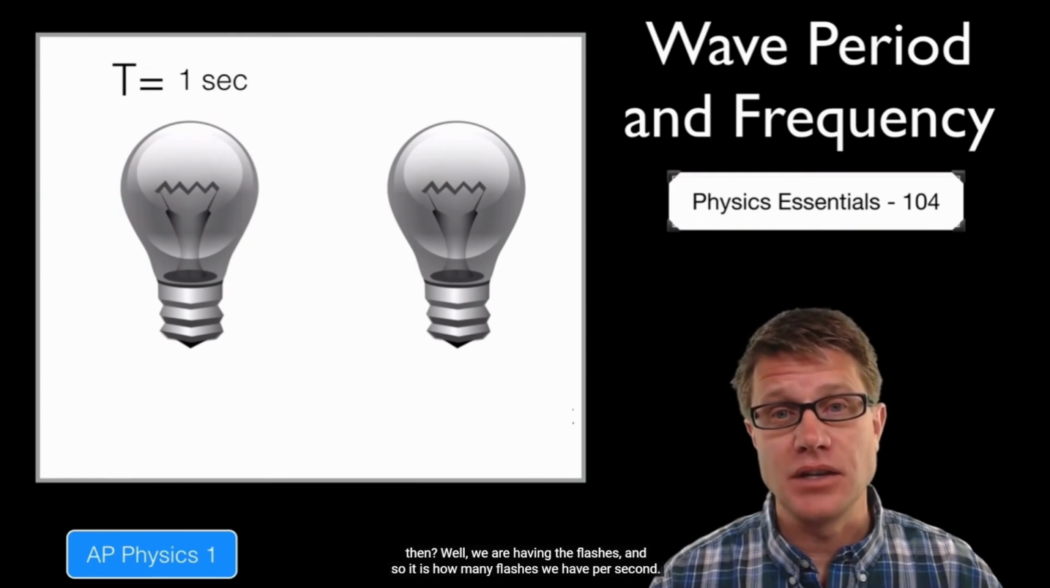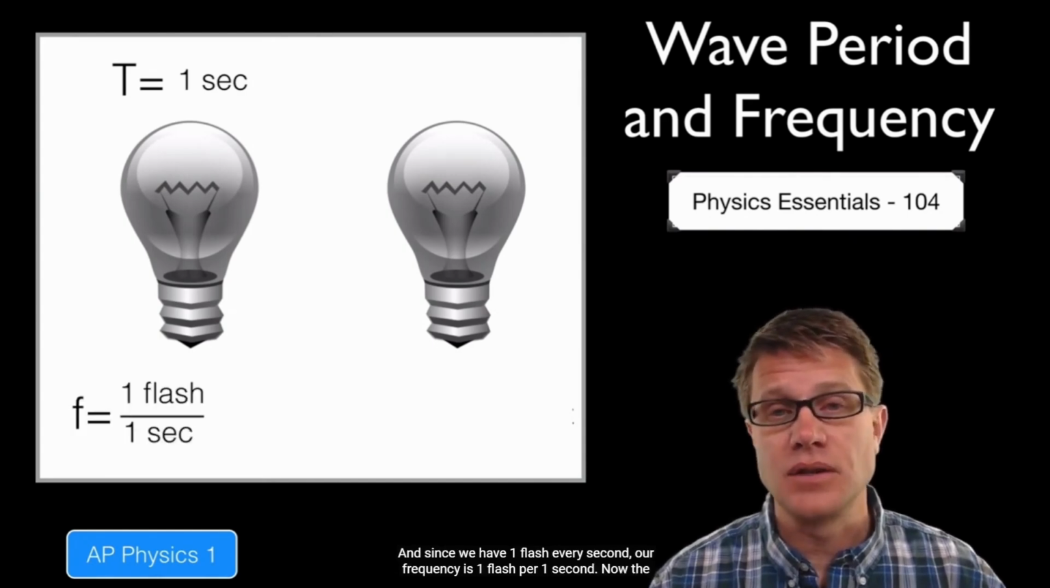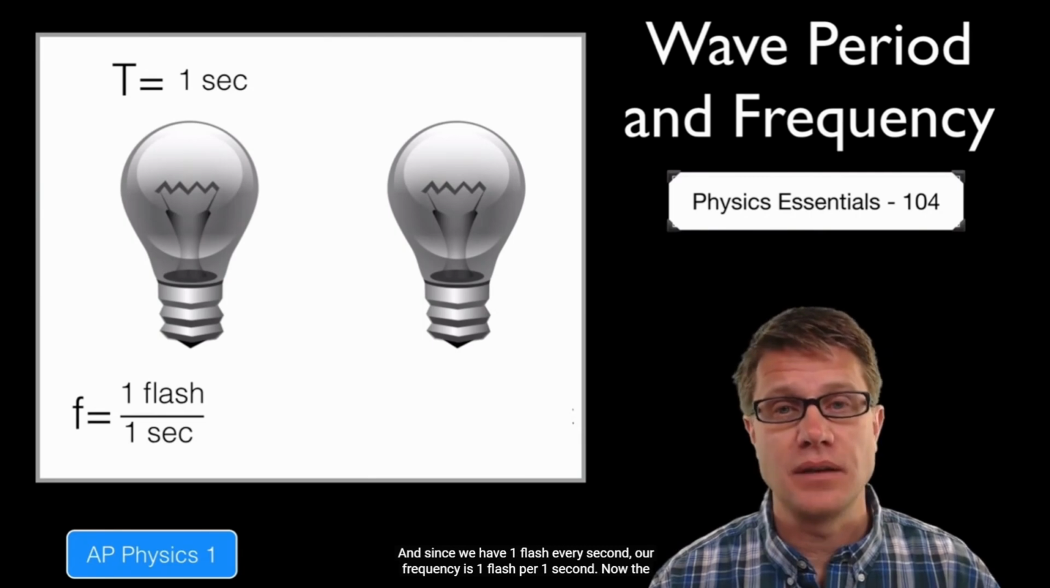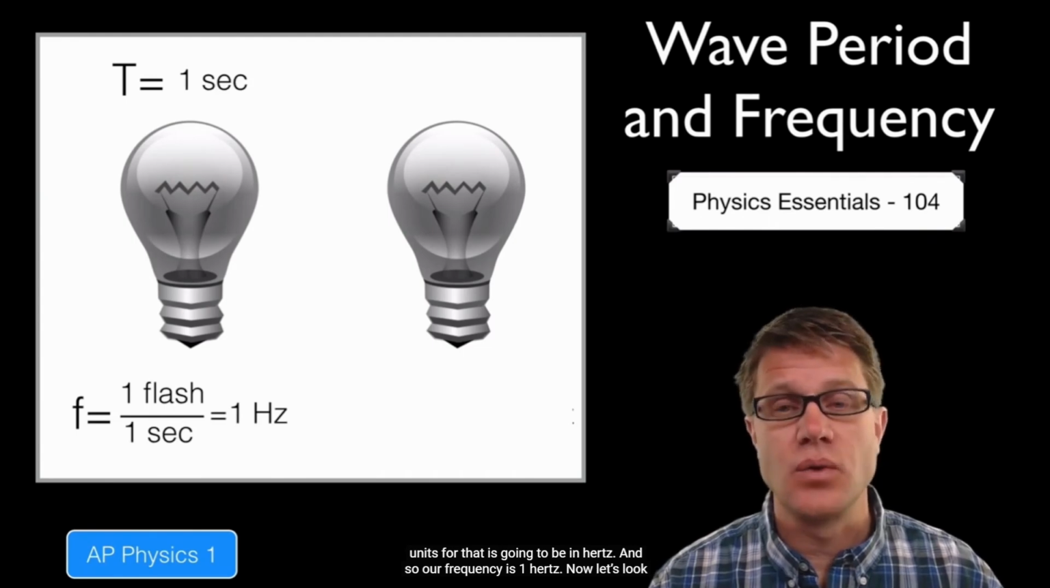What's the frequency then? Well, we're having flashes, and so it's how many flashes we have per second. And since we have one flash every second, our frequency is 1 flash per 1 second. Now, the unit for that is hertz. And so our frequency is 1 hertz.